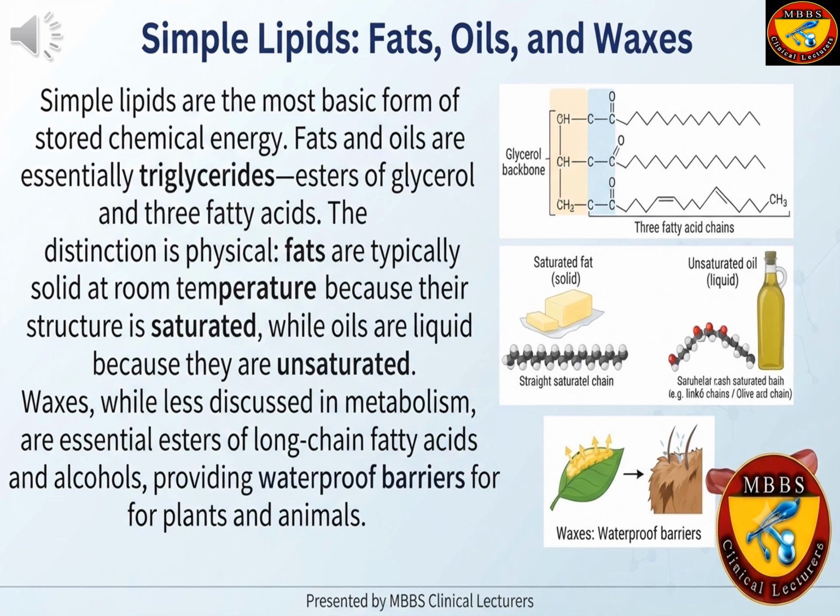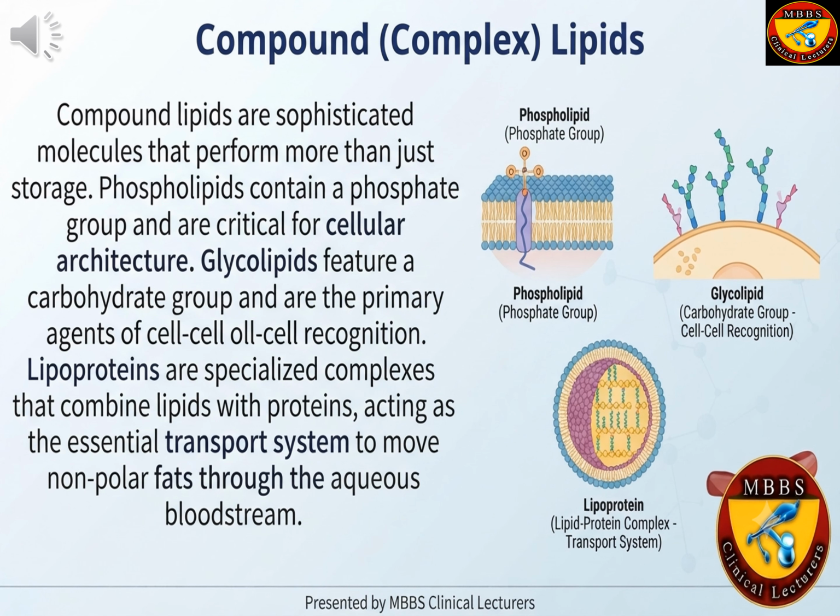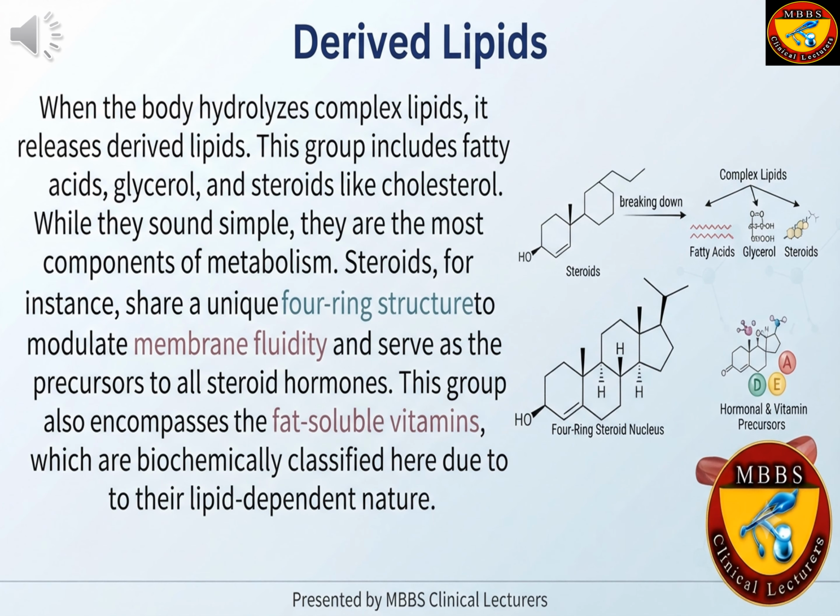Compound, or complex, lipids. Compound lipids are sophisticated molecules that perform more than just storage. Phospholipids contain a phosphate group and are critical for cellular architecture. Glycolipids feature a carbohydrate group and are the primary agents of cell-cell recognition. Lipoproteins are specialized complexes that combine lipids with proteins, acting as the essential transport system to move nonpolar fats through the aqueous bloodstream.